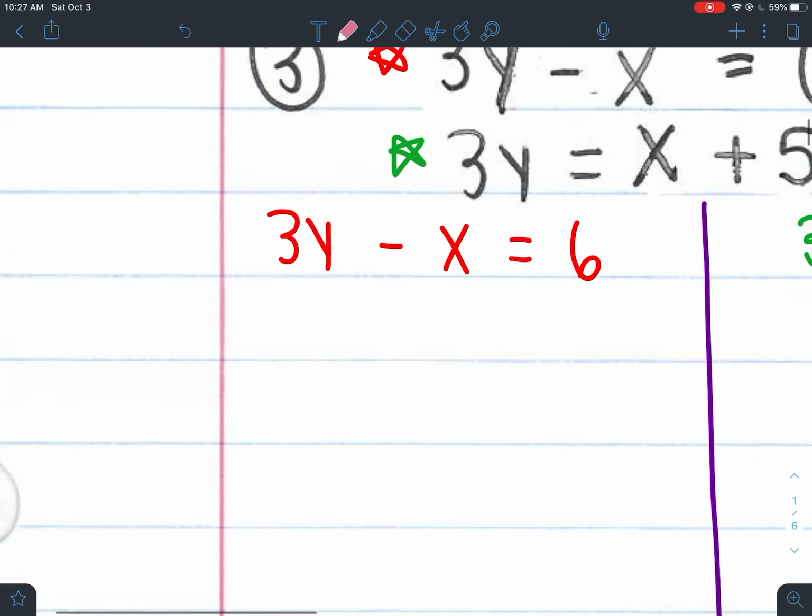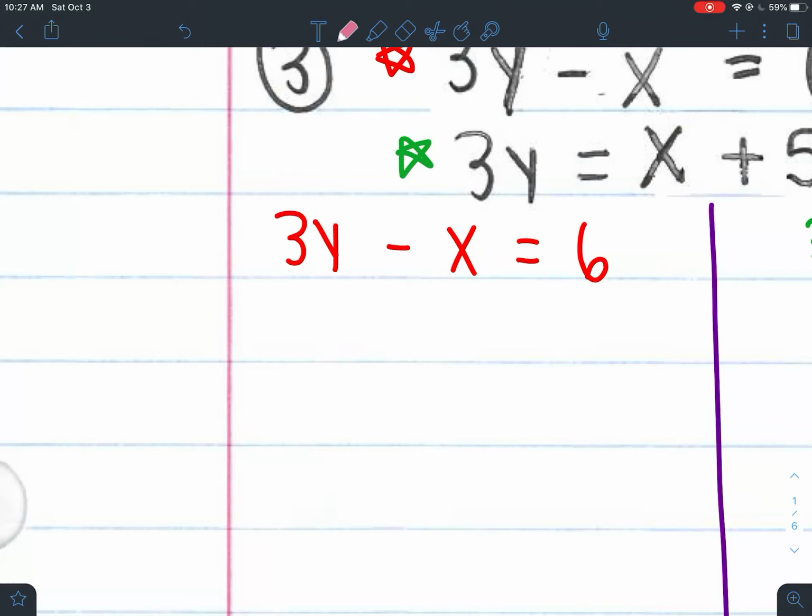Now, first step here is we want to get y by itself. I want to get y by itself so I can see the slope. The reason why I want to look at the slopes is because that's how I can tell if two lines are going to be parallel or not. You want to look at the slopes. The slopes are going to tell you whether or not they're parallel.